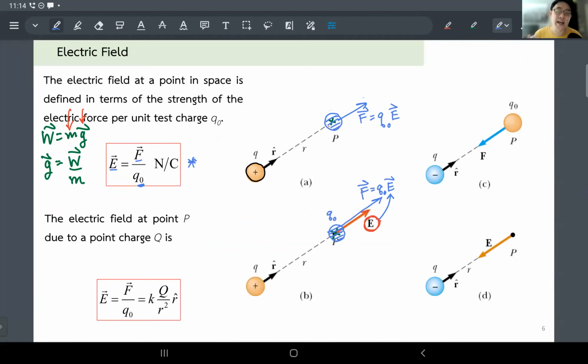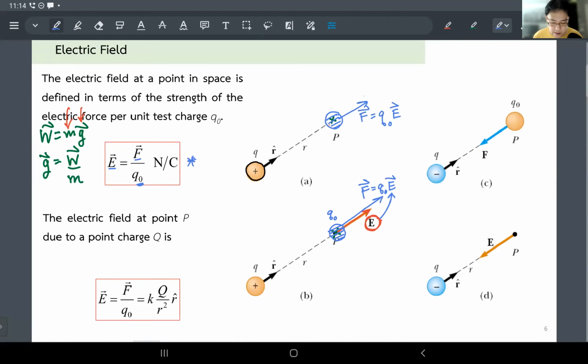The test charge can be any value. But if you take it to be 1, the force that you experience will have the same value as the field at that point, if you pick a 1 Coulomb charge there. Does that make sense? Okay. All right, cool. So with that, how can we calculate the field?